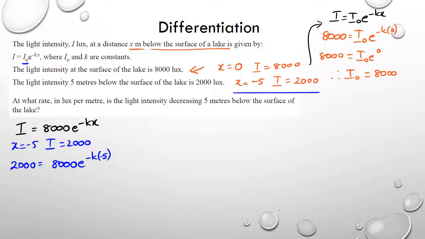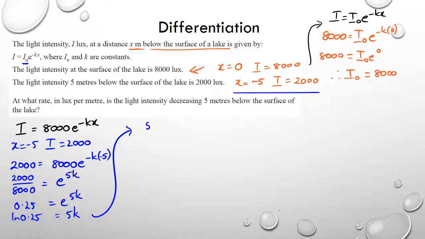So this can be rearranged as 2,000 over 8,000, which is a quarter. So we've got 2,000 divided by 8,000 equals e to the power of 5k. So then the next part, because 2,000 divided by 8,000 is 0.25, that equals e to the power of 5k. And when I rearrange this, I'm going to get ln of 0.25 equals 5k. So then k is equal to ln of 0.25 divided by 5.